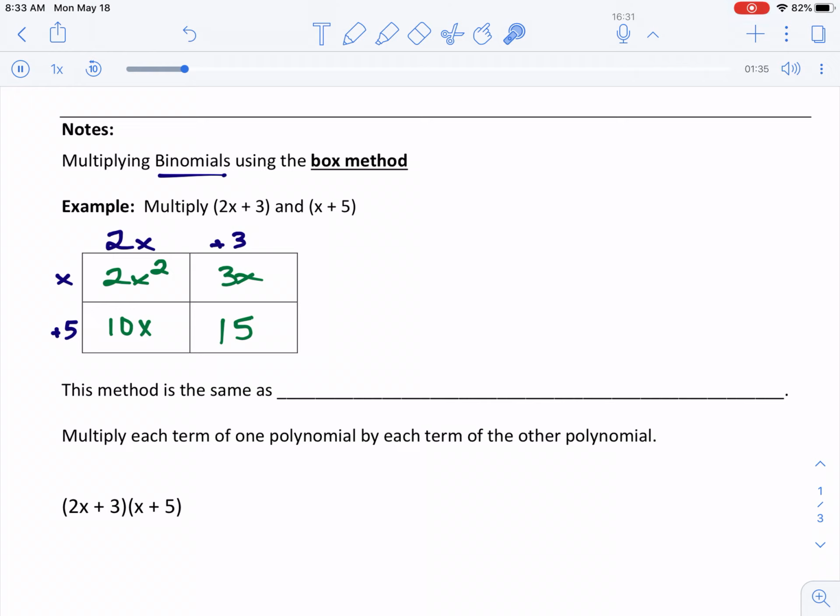And what we end up doing is we end up taking these corner pieces and we add them since they're like terms. So what happens is we have our 2x squared comes down. Then we're going to have our 13x is our middle term. And then we're going to have our 15 at the end. Notice how I combined it so that it's in standard form and there's no more like terms. This method is the same as what's called double distributing. So we're going to write that in here. It's called double distributing.